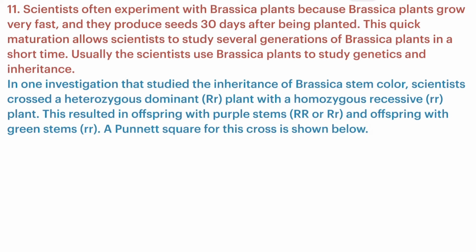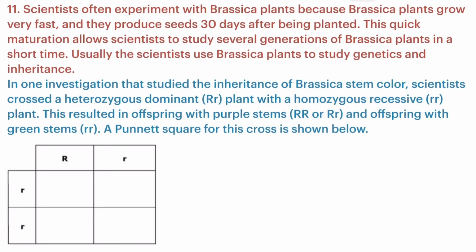In one investigation that studied the inheritance of brassica stem color, scientists crossed a heterozygous dominant Rr plant with the homozygous recessive rr plant. This resulted in offspring with purple stems, Rr, and offspring with green stems, rr. A Punnett square for this cross is shown below.